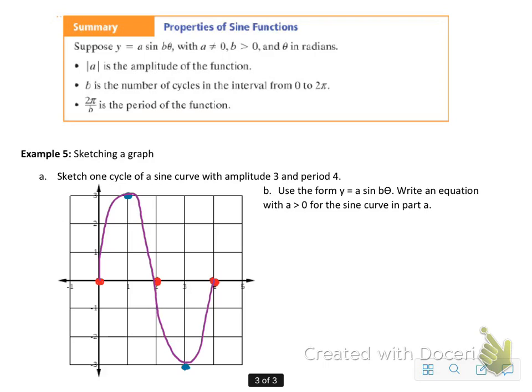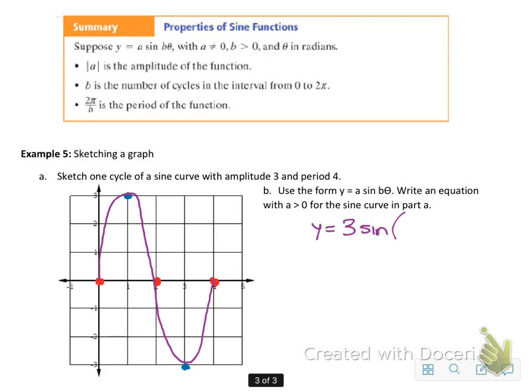Part B says, write an equation with A greater than 0 for the sine curve in part A. So now we need to write the equation that represents this. We know that the amplitude is 3, and because the equation is A sine B theta, y is going to equal 3 sine, and then some kind of b, right?